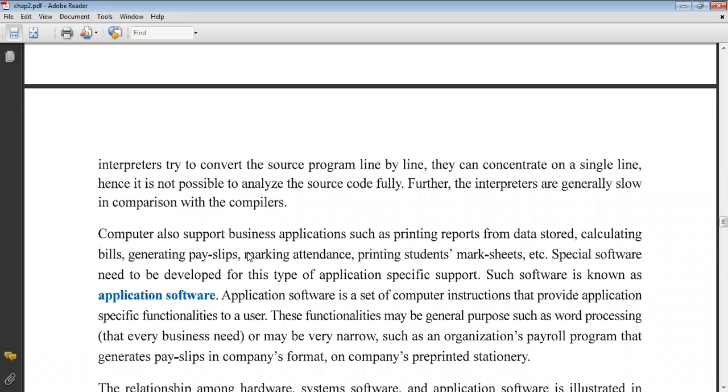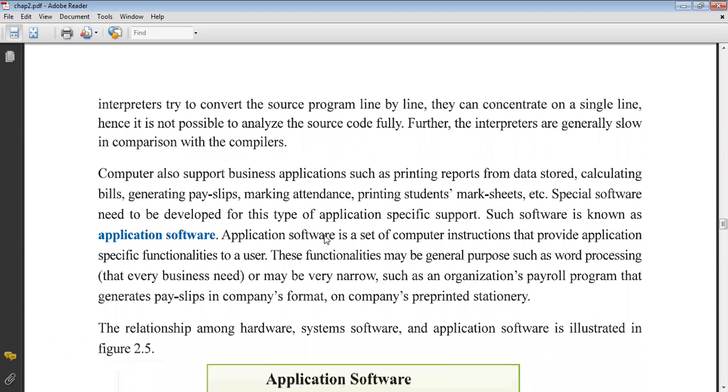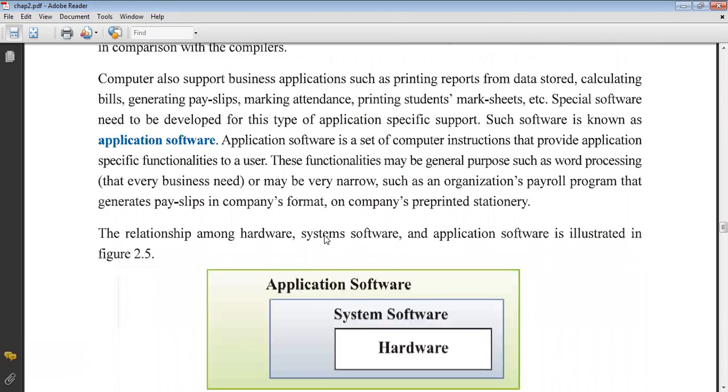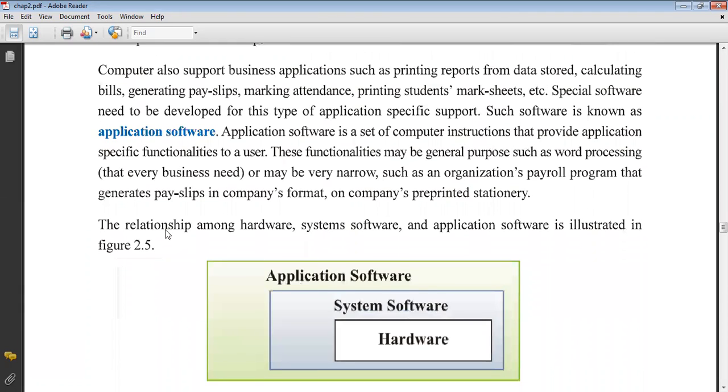So computers also support business applications such as printing reports from data stored, calculating bills, generating payslips, making attendance, printing students' mark sheets, etc. Special software needs to be developed for this type of application-specific support. Such software is known as application software.